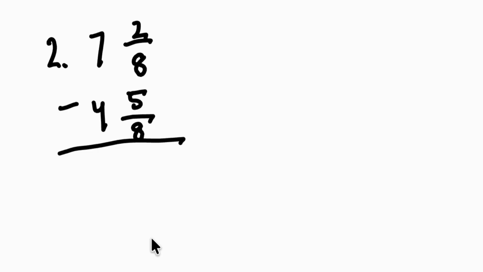Okay, let's look at this question. What's 7 and 2/8 minus 4 and 5/8? So first we have to subtract the fractions. 2/8 minus 5/8. Well, we can't subtract that because 2/8 is less than 5/8. So we have to regroup.